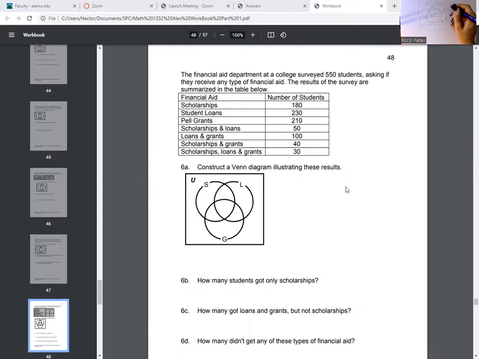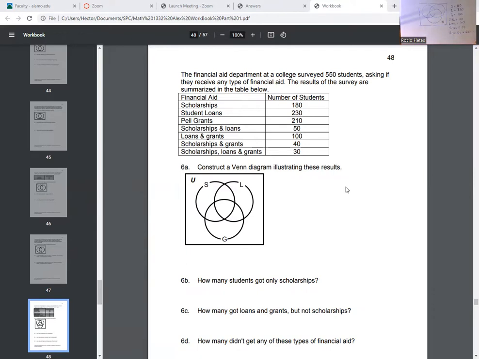So we have scholarships. I'm going to use S for scholarships. 180 students received a scholarship. I'm going to use L for student loans. And for student loans, there were 230. Pell Grants, I'm going to use G for Pell Grants, is 210. And then scholarships and loans. So S and L, scholarships and loans, that's 50. L and G, loans and grants, is 100. And S and G, scholarships and grants, is 40. And then all three, S and G and L, is 30.